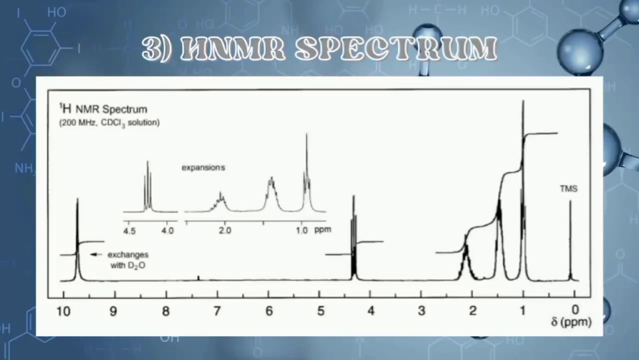From the 1H NMR spectrum, we notice the following. There are 5 hydrogen environments. We have a triplet peak at 1 ppm, indicating a CH3 group with a neighboring CH2 group. There is a peak exchangeable with D2O near 10 ppm. This indicates the presence of a carboxylic acid.